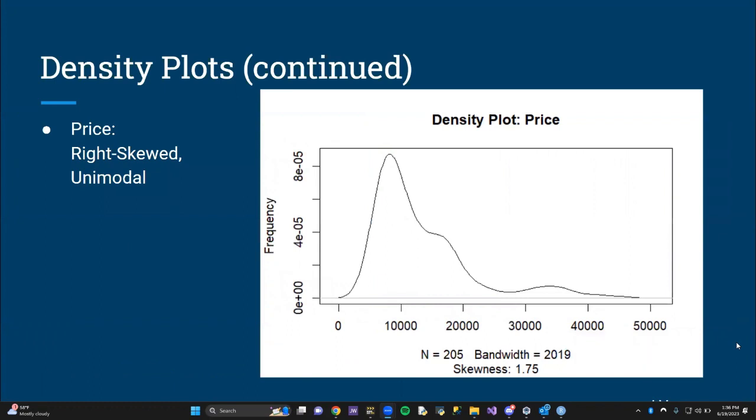Density plots continued. This is our final density plot where we plotted price. It has a skewness of 1.75, which means it is right skewed, and it also has a unimodal distribution. All of our density plots ended up having unimodal distribution.